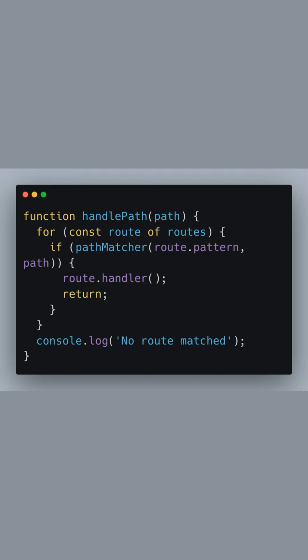Now, let's create a function handlePath to process a given path. This function iterates over our defined routes and uses path-matcher to check if the path matches the route's pattern. When it finds a match, it executes the associated handler function and then exits. If no match is found after all routes are checked, we log a message indicating that no route matched the path. This structure is the core of a route handling system that can be part of a back-end server or front-end routing in a single-page application.